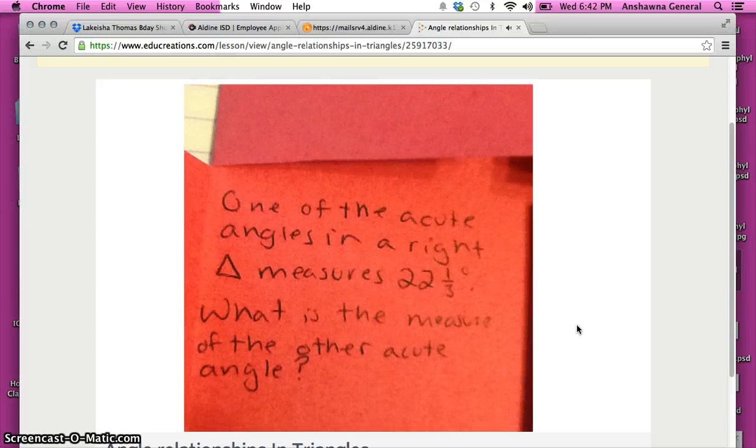Okay, in the inside flap, we're not going to write on both sides, we're just going to write on the inside. So write this example down. Press pause if you need to. One of the acute angles in a right triangle measures 22 and 1/3 degrees. What is the measure of the other acute angle?